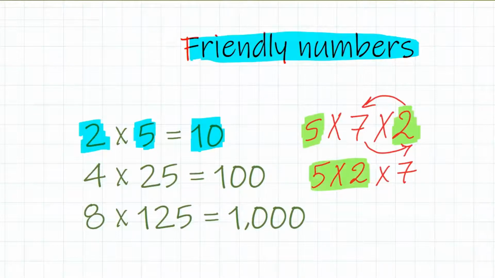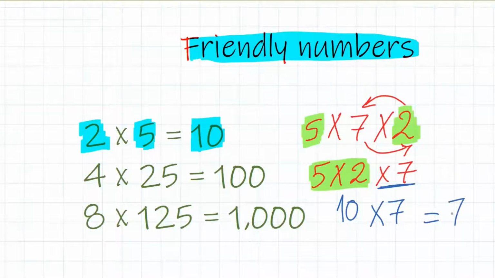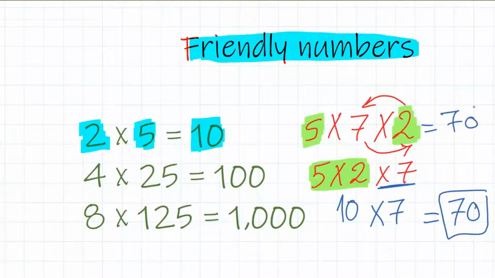5 multiplied by 2, as we all know, equals 10. And put the 7 as the same. Equals 10 multiplied by 7. It's very easy now to multiply. It will be 70. So 5 multiplied by 7 multiplied by 2 equals 70.